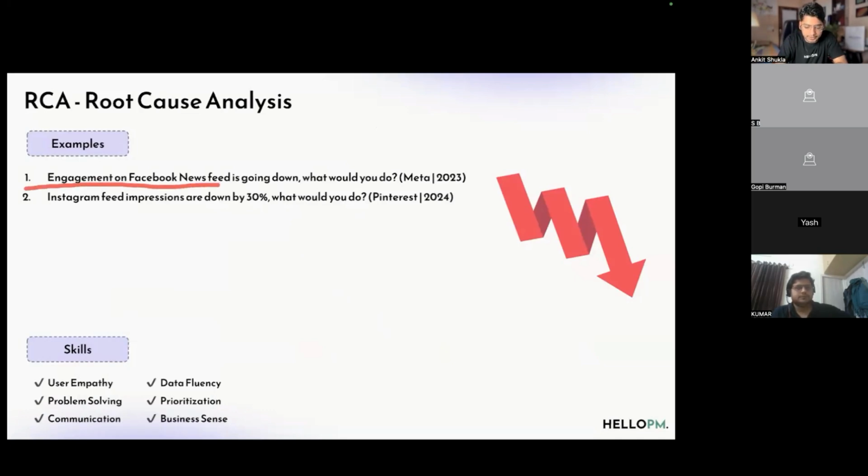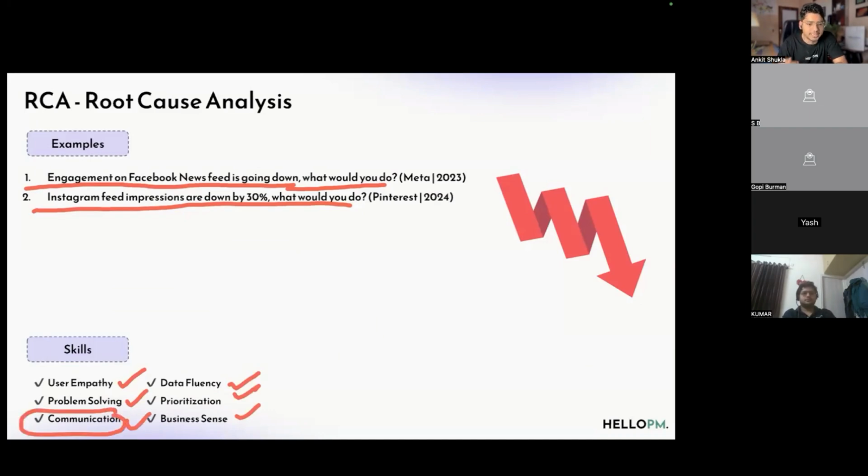Questions such as engagement on Facebook newsfeed is going down. What would you do? Instagram feed impressions are down by 30%. What would you do? And here people are able to understand, do you understand the user problems? Do you have problem solving abilities? Do you have the data fluency, prioritization, business sense, and communication skills or not? Understand? Communication is always checked whenever you are in an interview.